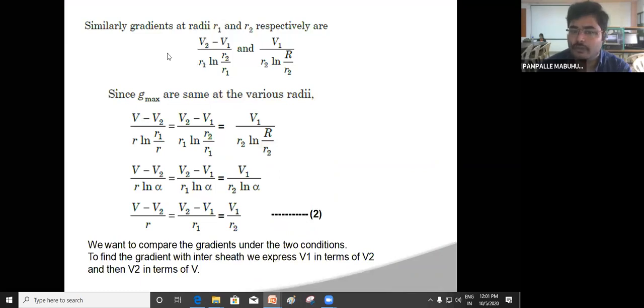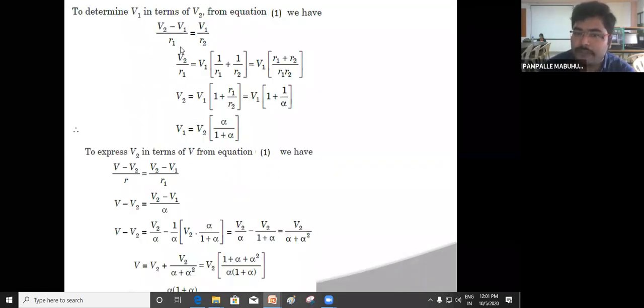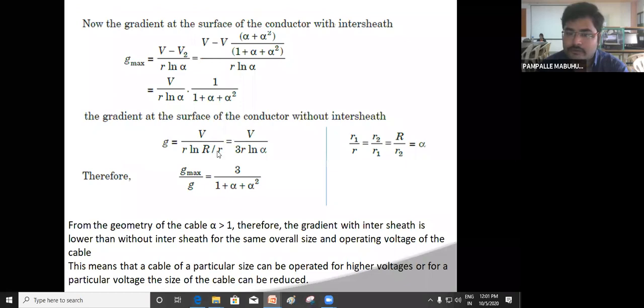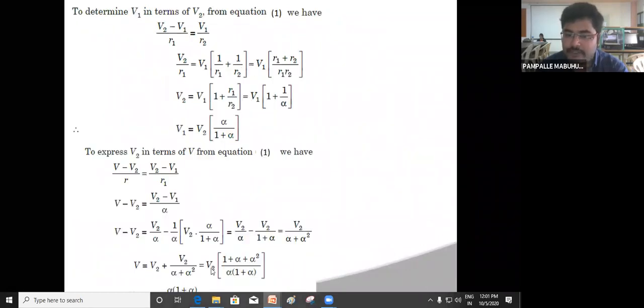Okay, so now in place of V2, from this expression V is given in terms of V2. So V2 can be written as V into alpha into (1 plus alpha) by (1 plus alpha plus alpha square). So V2 you calculate from this equation. V2 is equal to V into alpha into (1 plus alpha) by (1 plus alpha plus alpha square).